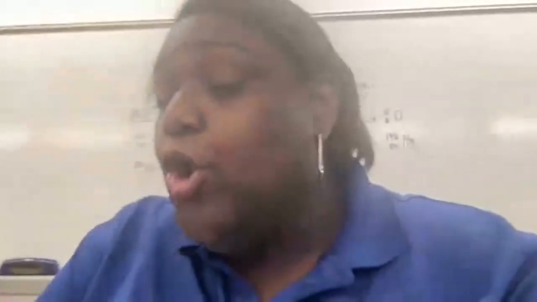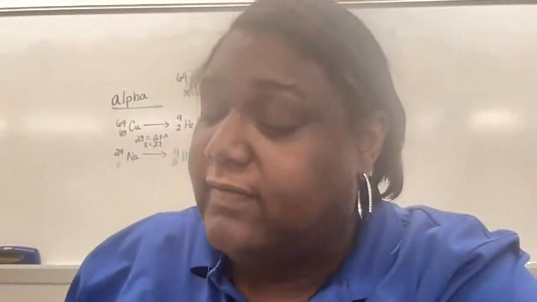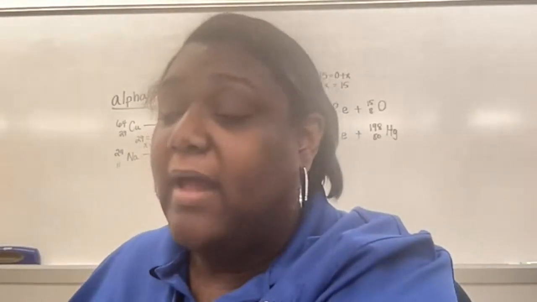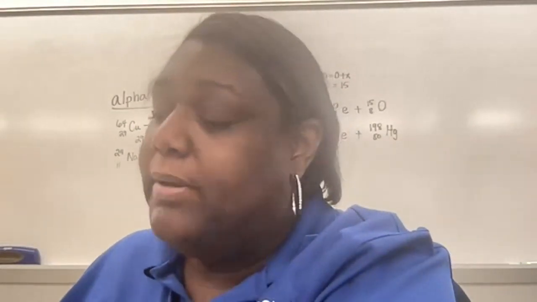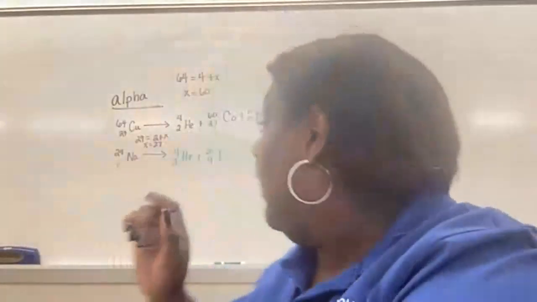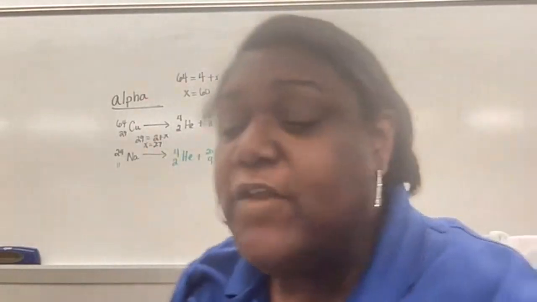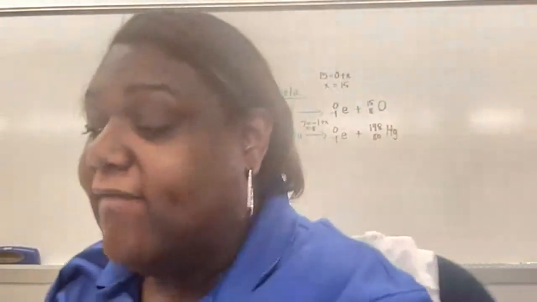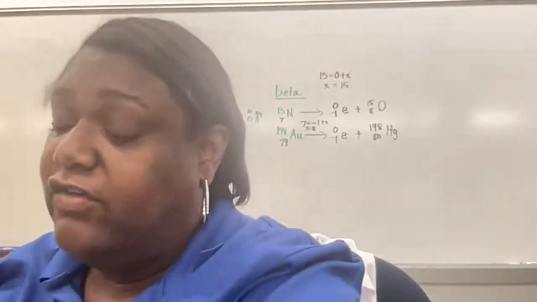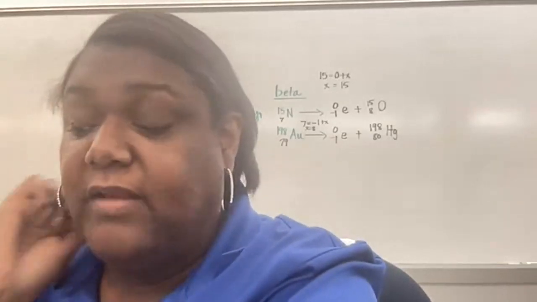Okay? Now, your book has several examples of going through different kinds of reactions. I've done alpha and beta for you. When you look at your positron, which is the other one, please just remember that with your positron, your atomic number does not go up by one, it actually goes down by one if you have a positron emission.